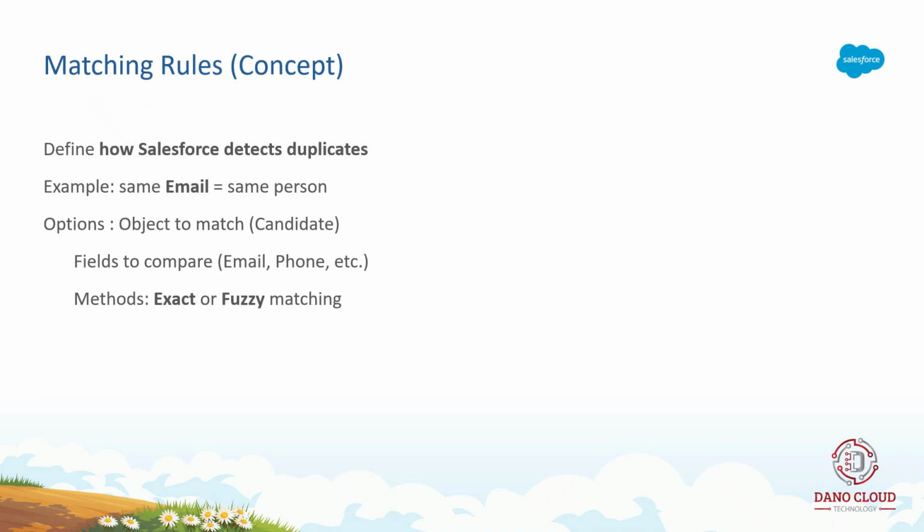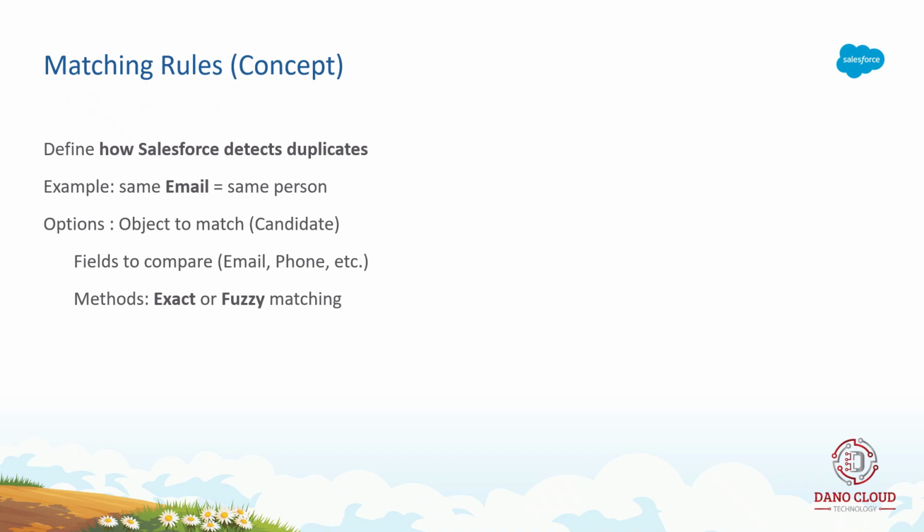Now let's move on to a very important feature in Salesforce: matching rules. Matching rules define how Salesforce identifies duplicate records. In simple words, they tell Salesforce what makes two records look the same. For example, if two candidates have the same email address, Salesforce can detect that they might be the same person. You can match records using fields like email, phone, name, or any custom fields.